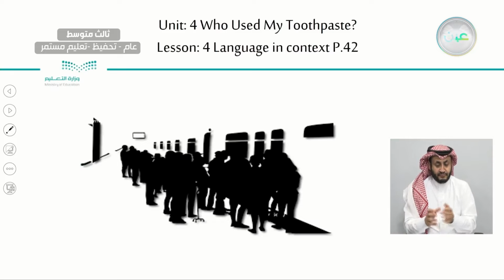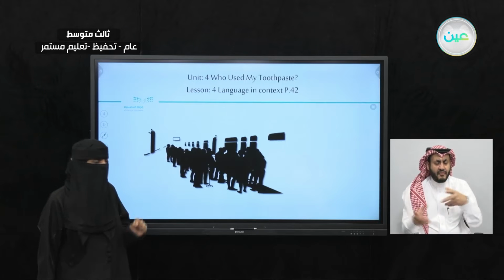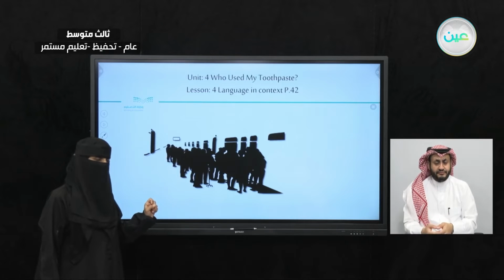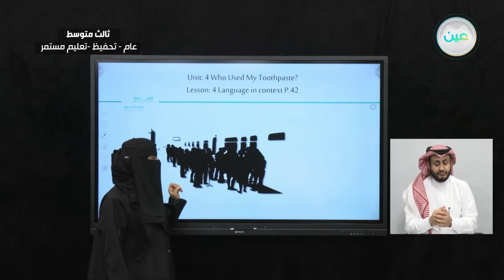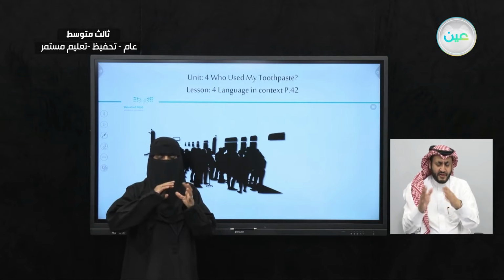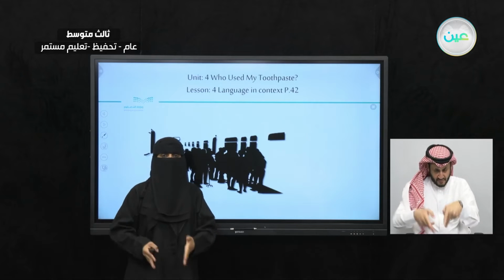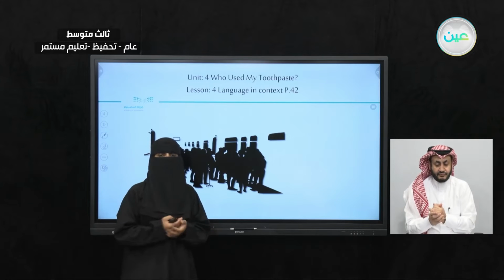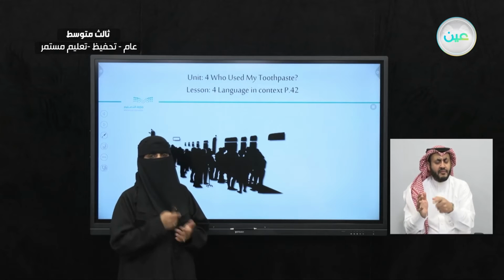Now moving on to our lesson, which is language in context. Okay, let's look at the picture. Can you open your books, page 42, please? Let's look at this picture, and you may have a different picture in your book. You can see a queue or a line of people. They are standing. Okay, where do you think these people are when you're looking at your books?